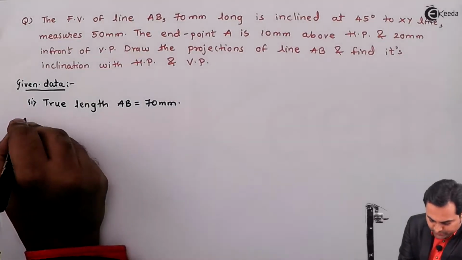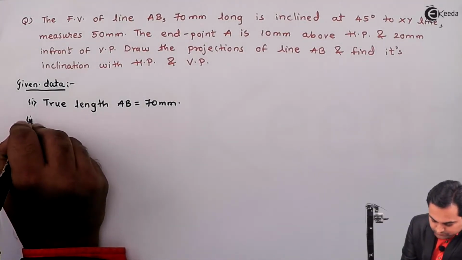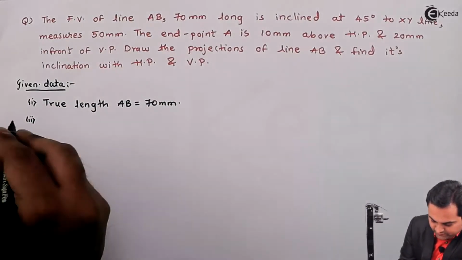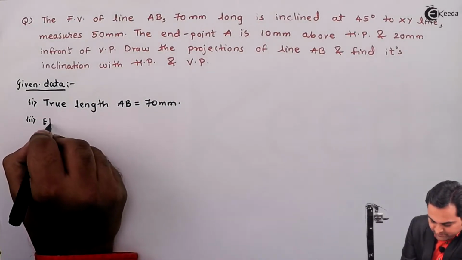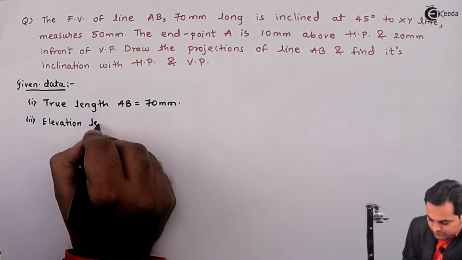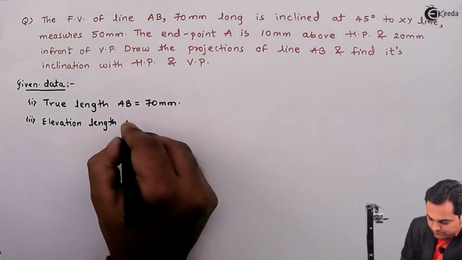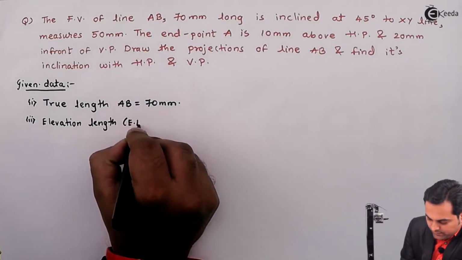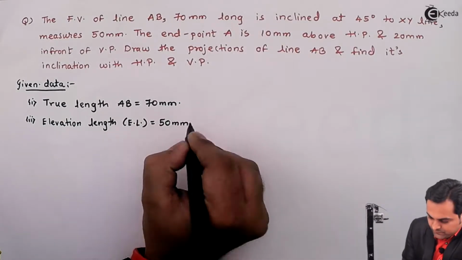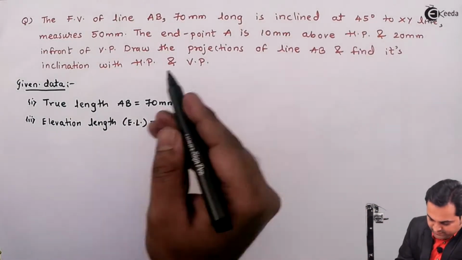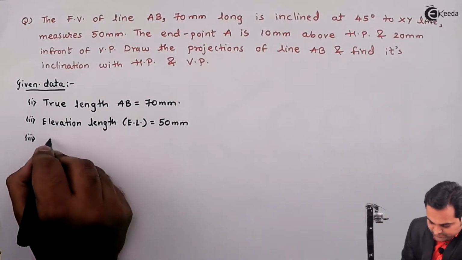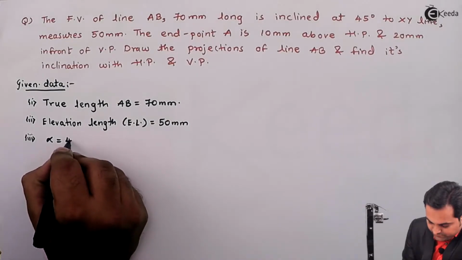So here I'll write down, since the front view is given, front view length will be called as elevation length, EL, which is 50 mm. Then it is inclined at 45 degree. So that is alpha is equal to 45 degree.